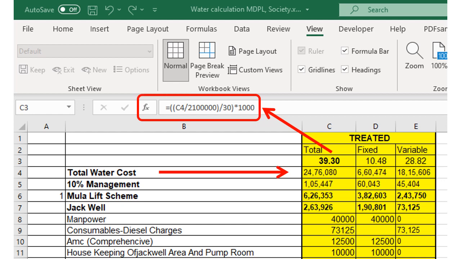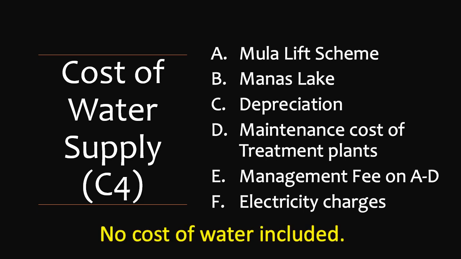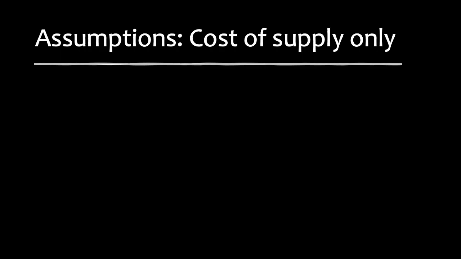And what exactly does C4 constitute? We shall see in the next few slides. In the formula shown in the previous worksheet, C4 actually stands for the cost of all these items. It does not include any cost for water.